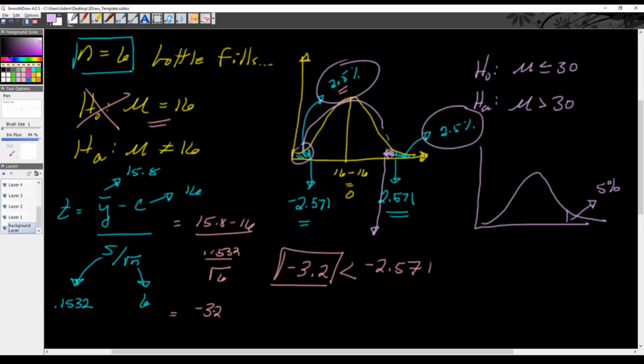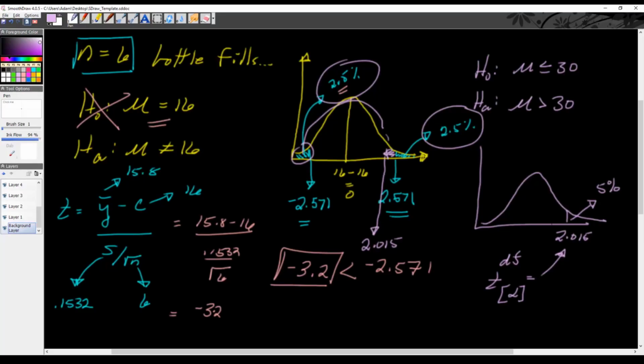So that would be 2.015. So I put 2.015 there. That's my critical T, the T alpha, not alpha divided by 2, because it's in one tail. I still got my degrees of freedom. That's the critical value. And then I solve for the sample statistic.